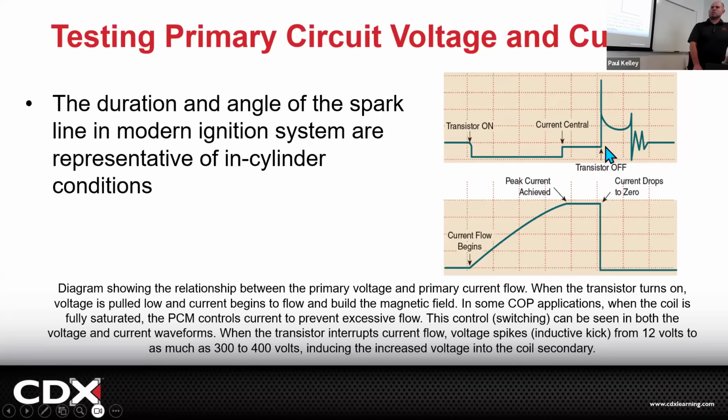Right here, we turn the transistor off. What happens when we turn the transistor off? What happens when we take the ground away from the primary ignition? Remember how the coil primary magnetic field collapses and it induces the electricity into the secondary? And what's that cause? The spark, right? Bingo. When I want the spark to occur, what do I do? I turn off the transistor. Right here, this starts the spark.